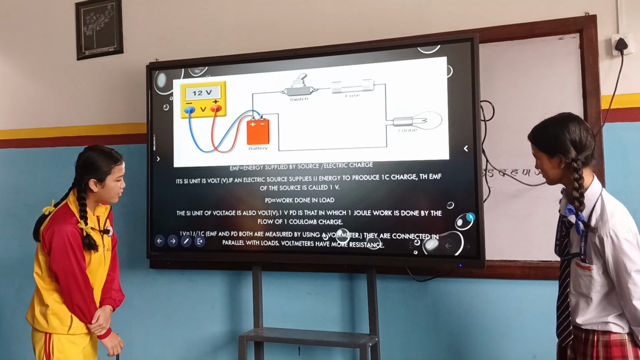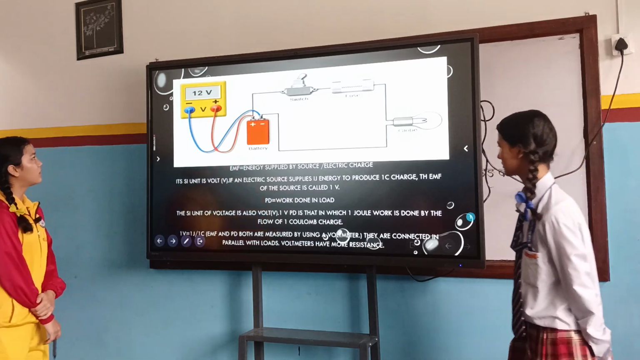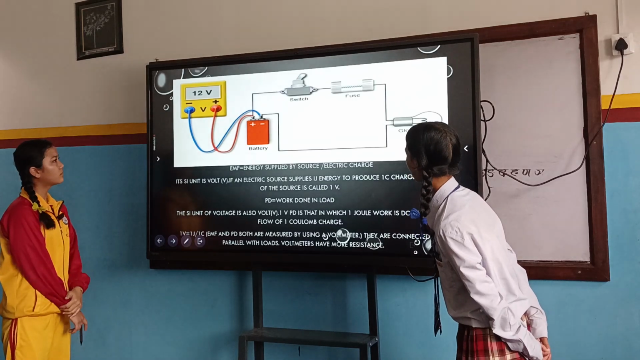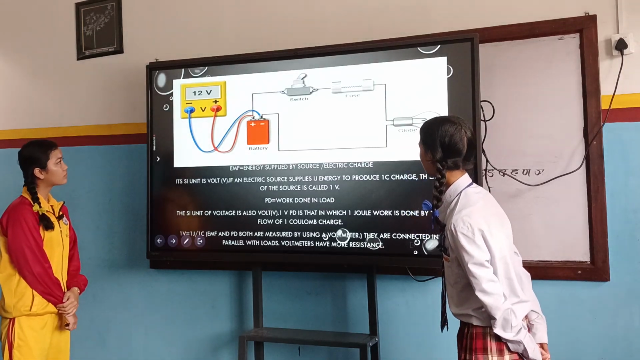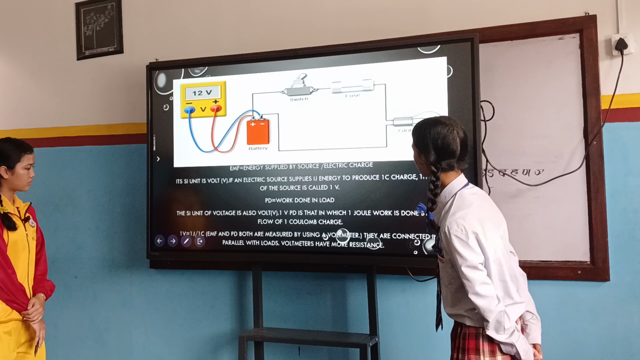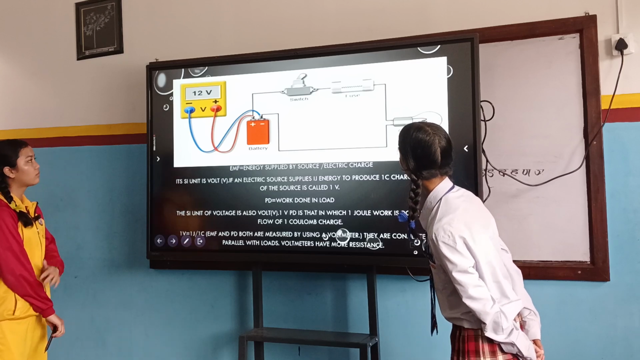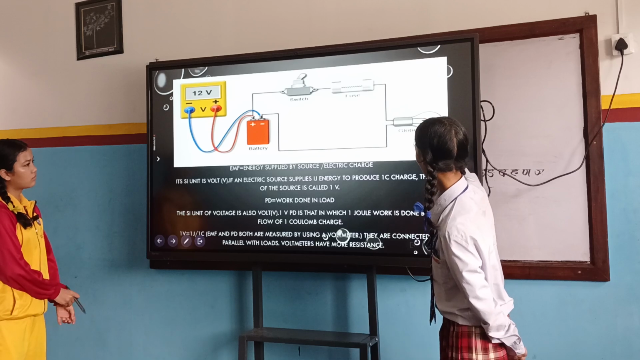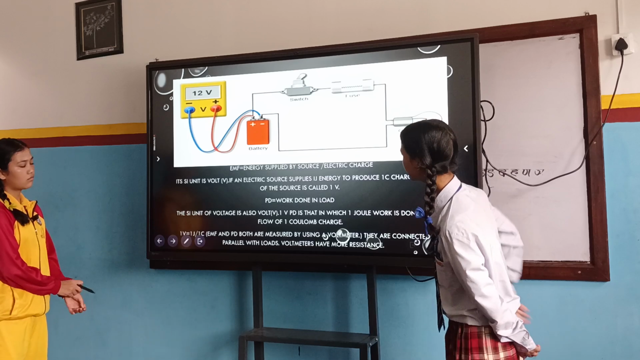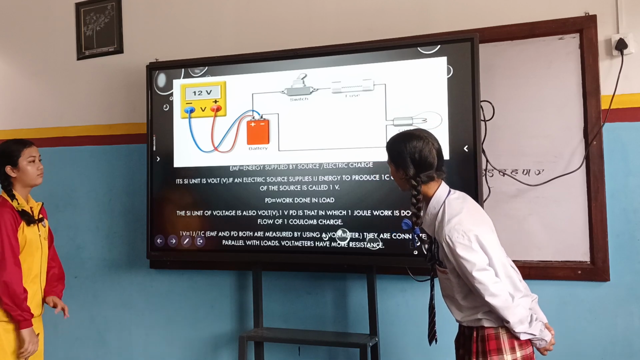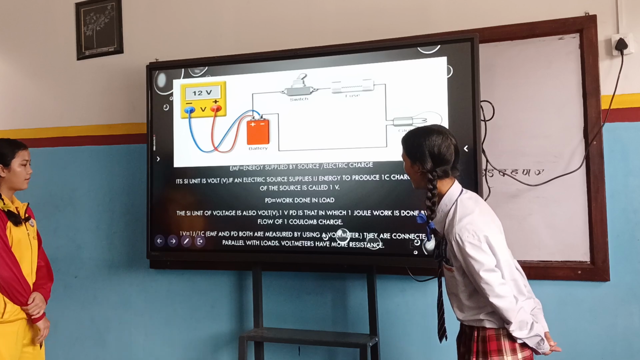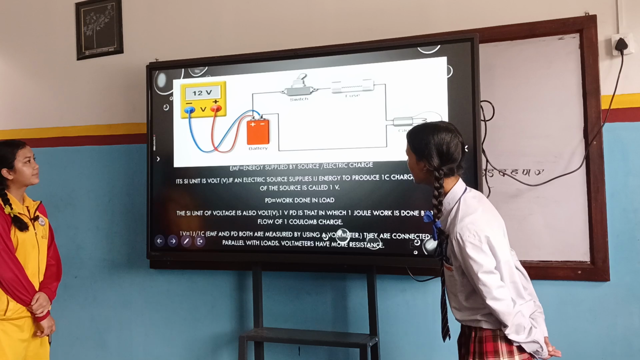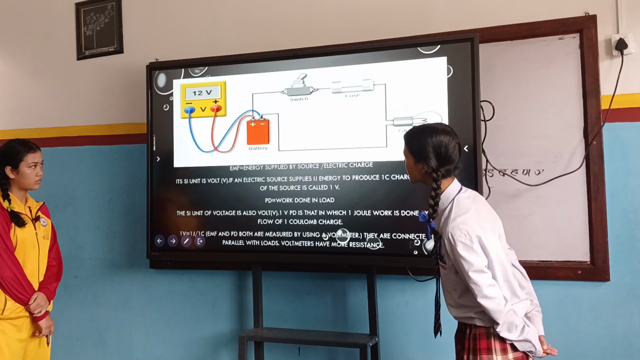Voltmeters have more resistance. This is the figure of energy supplied by sources. You can see a switch, fuse, globe. Globe means light, I mean this is a light, battery, and it is mainly used for generating heat also. PD, EMF, EMF unit is V, V means volt.